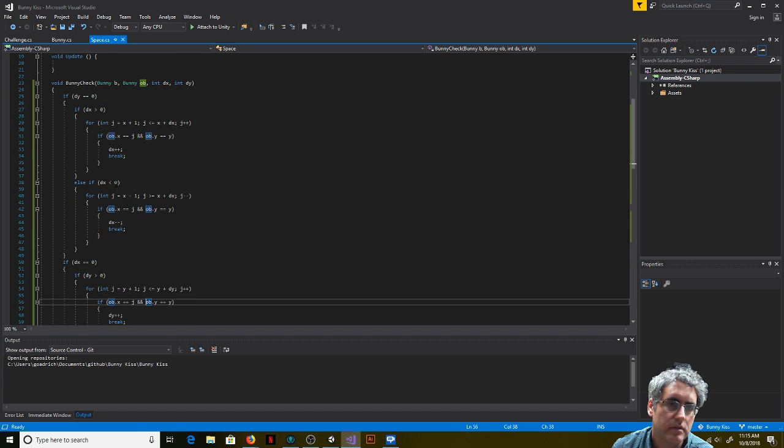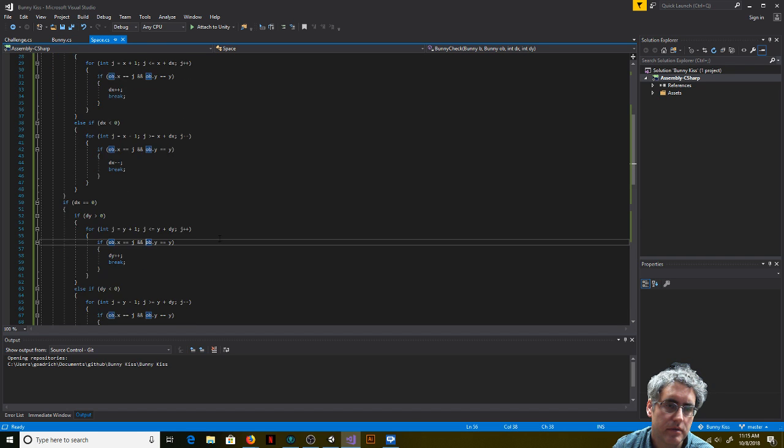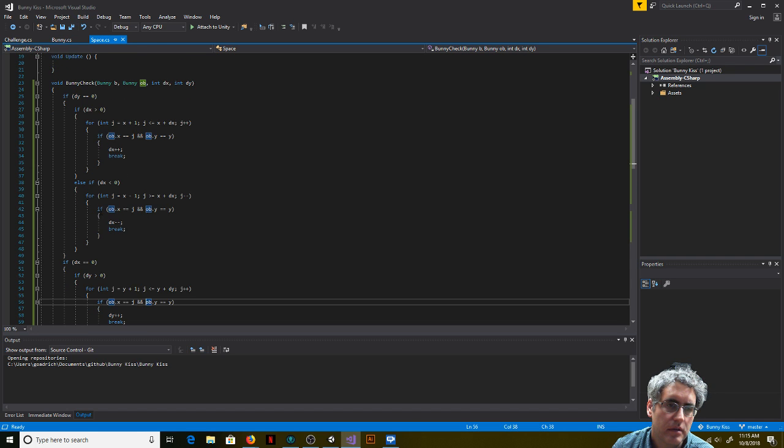Otherwise, if dx is less than 0, then you're going down. If your j equals x minus 1, your j is greater than or equal to x plus delta x, because your delta x is negative. And j minus minus. And again, check if you're in that spot, then delta x goes down by 1.